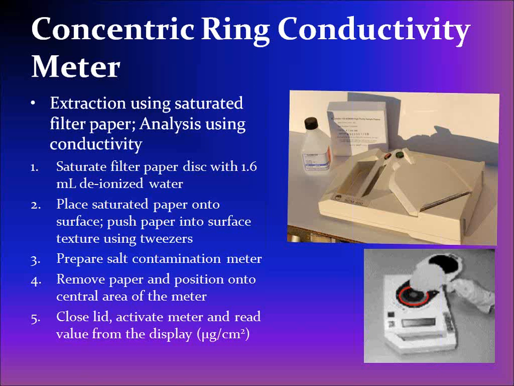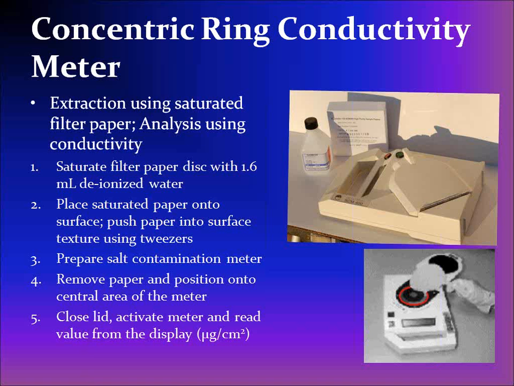ring conductivity meter. To extract a sample from the surface, a piece of filter paper is saturated with 1.6 milliliters of distilled water using the dispensing syringe. Saturate the paper and place it in contact with the surface using the plastic tweezers. The concentric ring conductivity meter contains a timer that is activated by pressing one of the buttons on the meter.